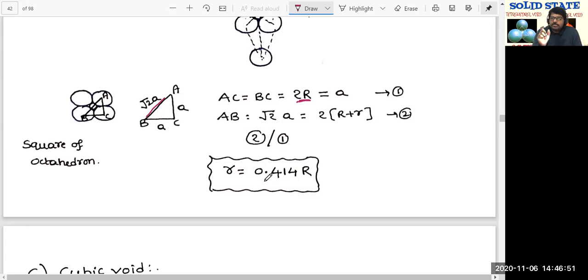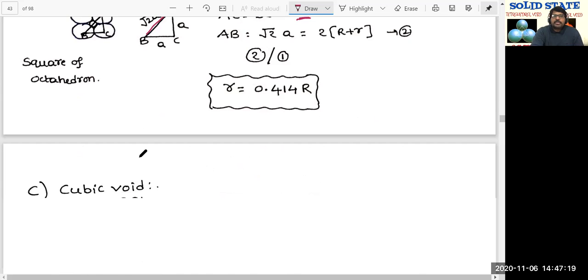So if you want to accommodate any particle in this octahedral void, that particle radius should be 0.414 times the radius of a sphere. In that situation, there is no distortion in the structure. Comfortably, that atom can sit in the void, right? And the last one, cubic void.